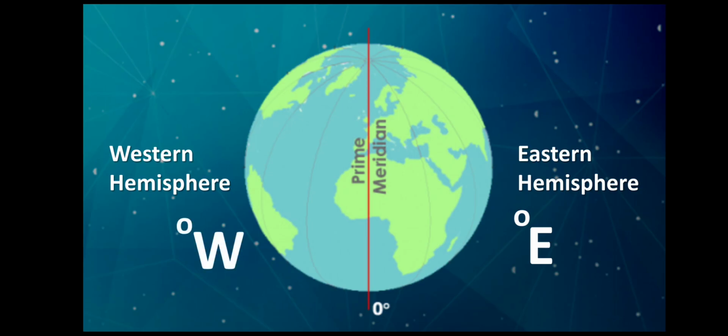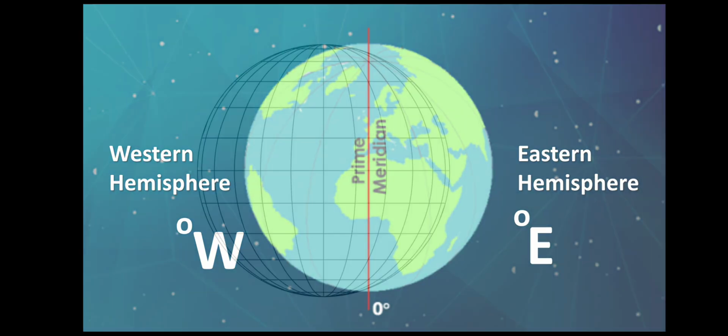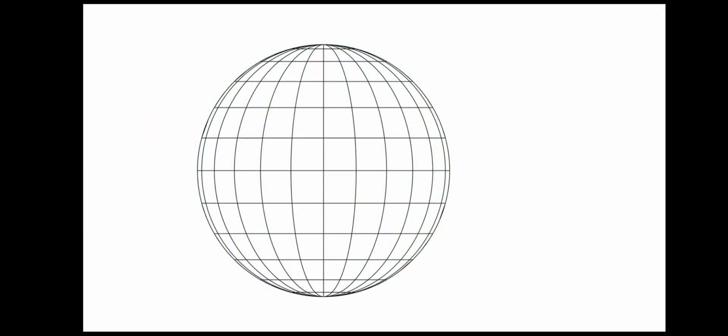So, these parallels and meridians help us in locating places on the globe. We must know both of them for finding the exact location of a place. The parallels and meridians cross each other and form a network called a grid. The point at which the parallels and meridians cross each other denotes the location of that place.